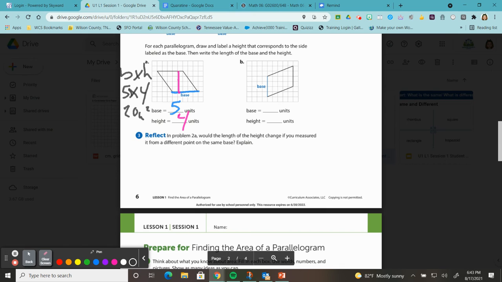Then we take a look at B, and they have labeled the base of the parallelogram in B on this side of the shape. So we look again and we count the units for our base. We have 3 whole units and 2 partial units to give us a total of 4 units. Now we go back and we label the height. As long as you start from the base and go to the opposite side, you have found the height.